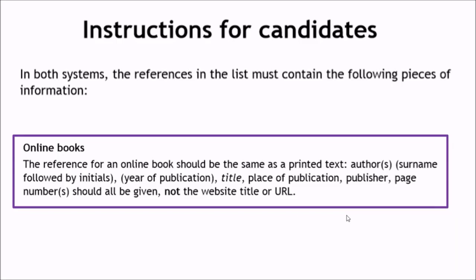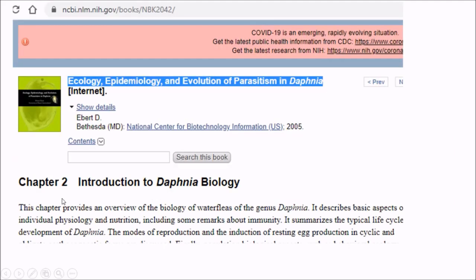If you find an online book, so you've just been Googling and a book comes up, you do not use the website title or the URL. It has to be exactly the same rules as if that was a printed book. So you need your author, the year of publication, the title of the book, place of publication, publisher, and the page number. An example might be something like this. This is an online book. You cannot just put in the URL up here. You need to locate the author, the date or the year of publication. You need the name of the book.